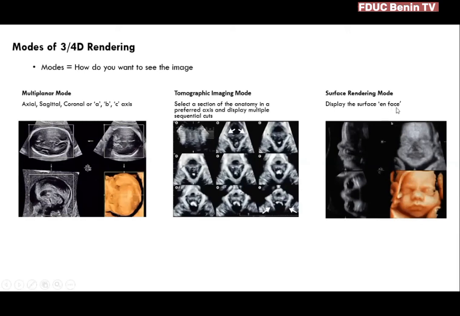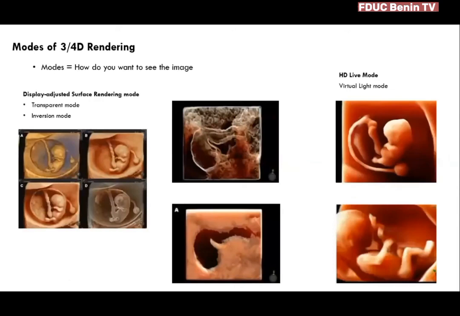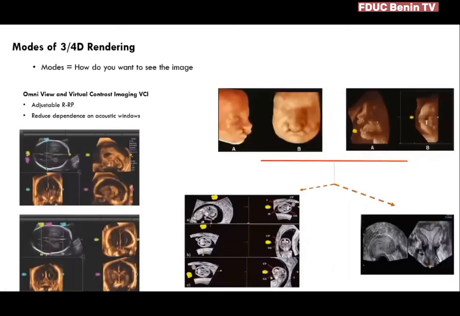The surface rendering mode is limited to visualization of surface anatomies of interest. Other surface rendering modes include the transparent mode and the inversion mode, as we can see on these slides, and also the virtual light mode. GE calls it the HD light mode, and it has been shown that this has a lot of social and cosmetic benefits. We have the OmniView and the virtual contrast imaging mode.